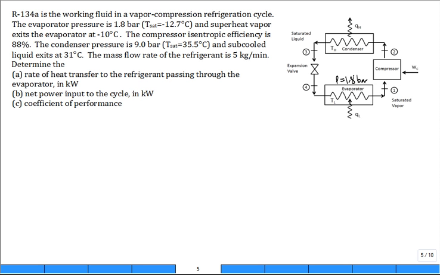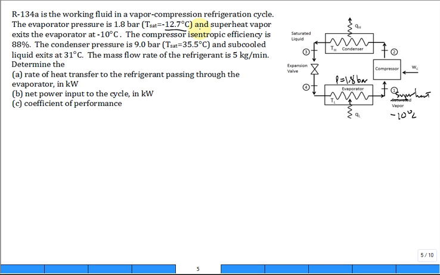Superheated vapor exits the evaporator. So it's not saturated anymore, it's superheated. And it exits at negative 10 degrees C. It's still really cold. But at that pressure of 1.8 bar, the saturation temperature is negative 12.7. It's coming out at negative 10. So it's superheated by 2.7 degrees C. That's the degree, or amount, of superheat. 2.7 degrees C. True? You see that?